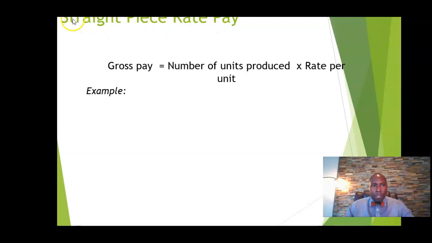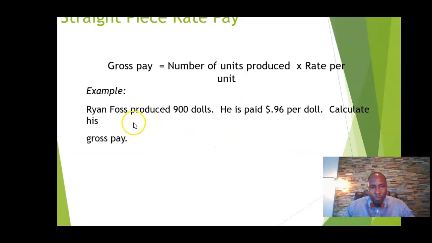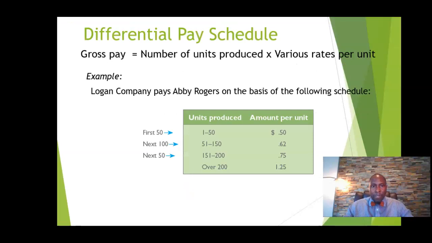Straight piece rate pay. So what does that mean when we talk about piece rate pay? Piece rate is a payment system that is based upon productivity. It is not based upon hours worked. So they're going to pay you based upon the units produced times a rate per unit. For example, Ryan produces 900 dolls. He is paid 96 cents per doll that he produces. To calculate his gross pay, we're going to multiply the number of units produced, 900, times the rate of pay, which is 96 cents per doll. Therefore, Ryan will have a total gross pay of $864. So when it says piece rate pay, it is based upon your productivity. The more productive you are, the more you're going to earn under this type of compensation.